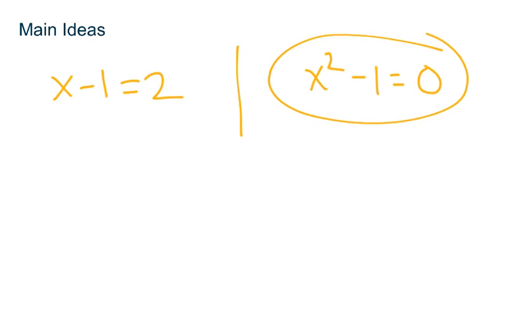And the reason why these are two halves of algebra is because they have two different methods for solving. So on the left here, if we were to solve, we would do a little mirror line, and our goal is to get x all by itself. We would add 1 to both sides and find out that x is 3.